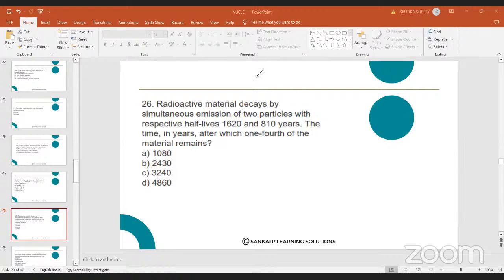Again, who got the answer? Asha is saying B. So let us try this one. The total T half is given by 1620 into 810 divided by 1620 plus 810. So this will be a total of 540 years.